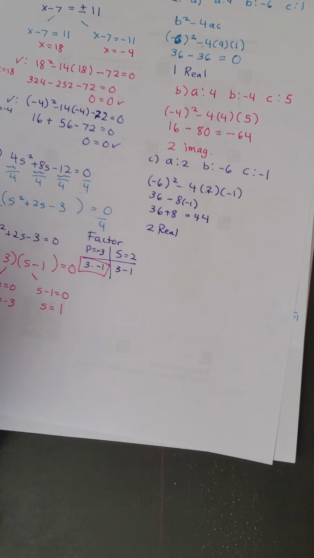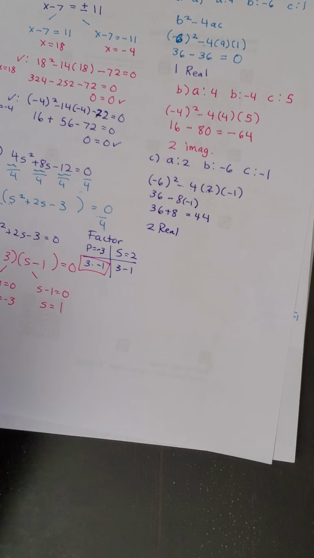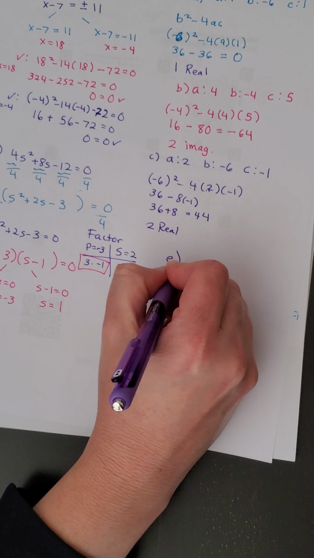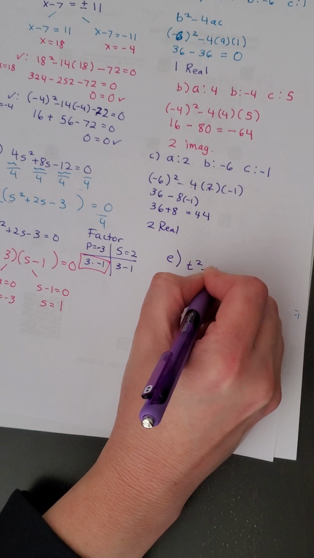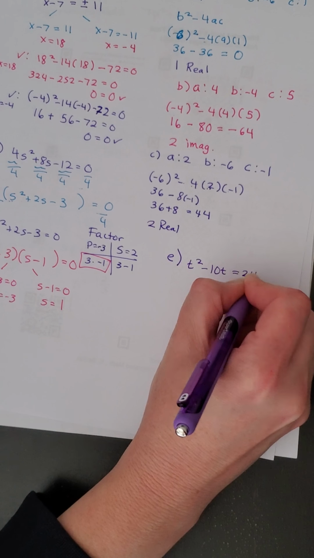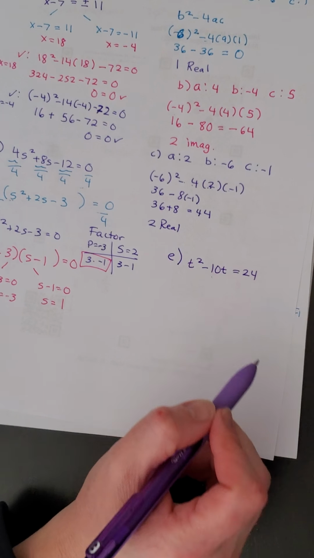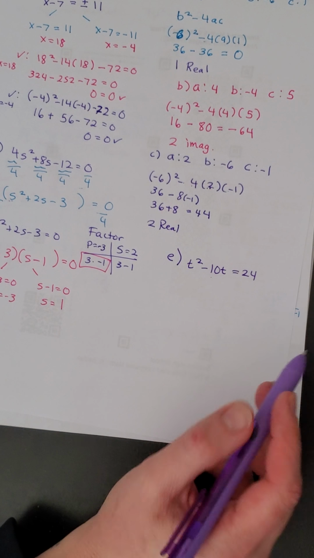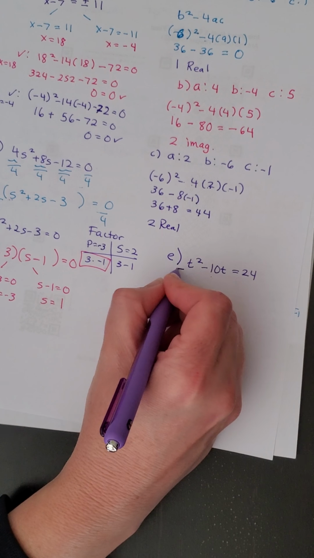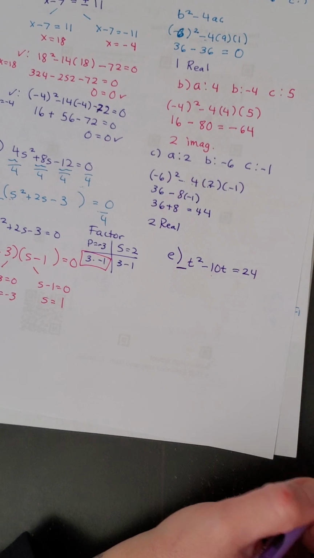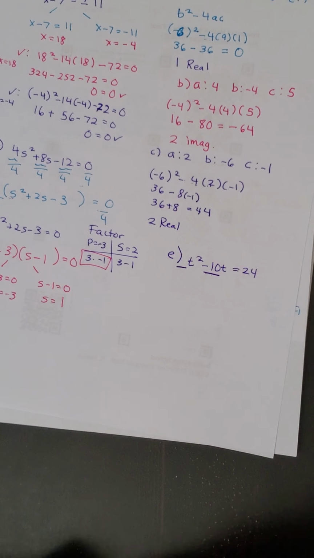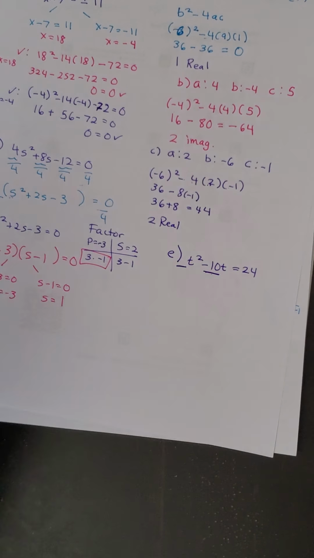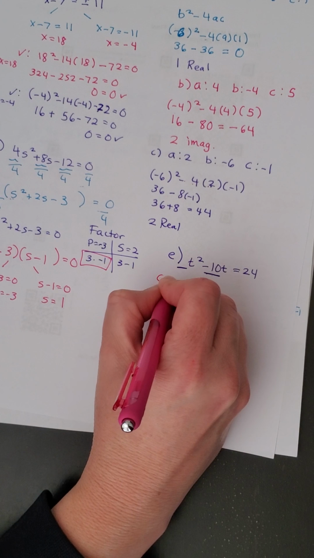All right, number 3e. Number 3e is t squared minus 10t equals 24. Again, I'm not going to use the square root method. But since a is 1 and b is even, I think I'm going to use complete the square. So I'm going to do complete the square.